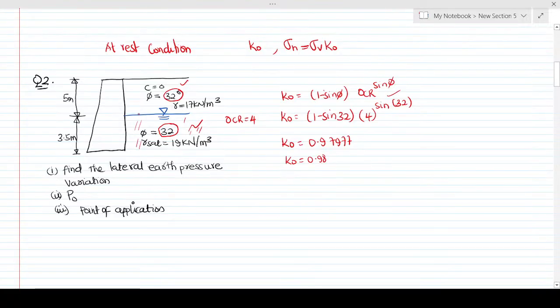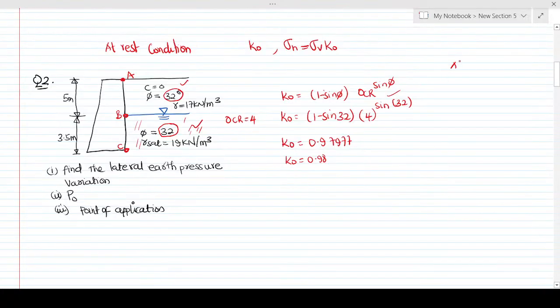So my K naught is going to be equal to, if I put in the parameters, 0.97977, right? So I'm going to approximate my K naught as 0.98. Now having found my K naught, I'll come and find the various forces. So I'm labeling my retaining wall with important points: A, B, and C, right?